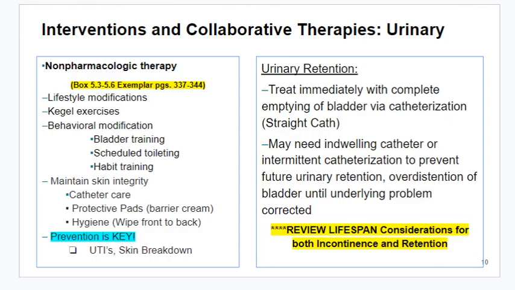We can do something called bladder training for those that have maybe had Foleys for an extended amount of time. Obviously, we can do scheduled toileting. That can be really good for even school age or toddler age when they're trying to be potty trained, or if they've had some sort of bladder surgery, we're trying to get them back on a schedule, back on a routine. And then just obviously habit training.